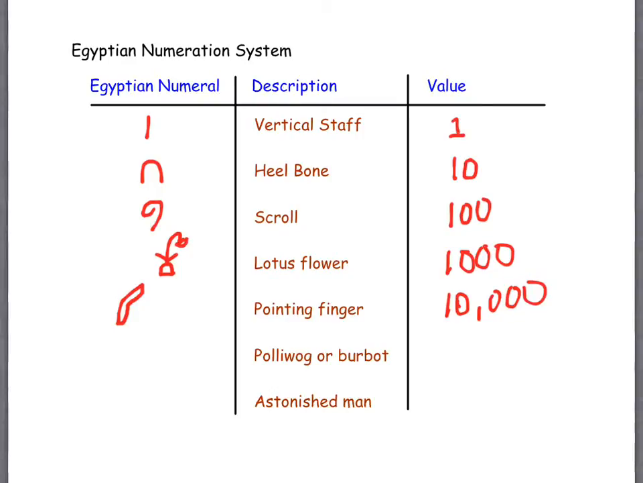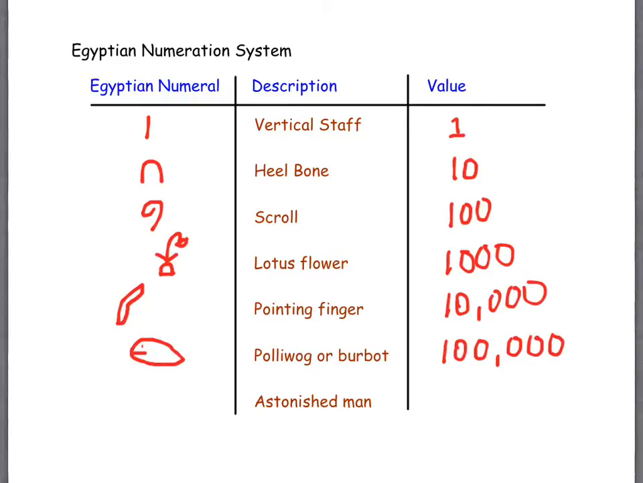The next one they're referring to as a polliwog or a burbot. It looks like a fish, or sometimes some references I've seen will call it a whale. The image that you see in the book looks something like this. A tadpole or something, right? What's he worth? 100,000. So you see one of him, and he's 100,000.